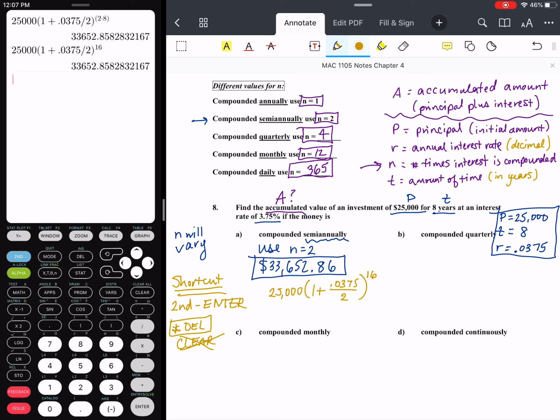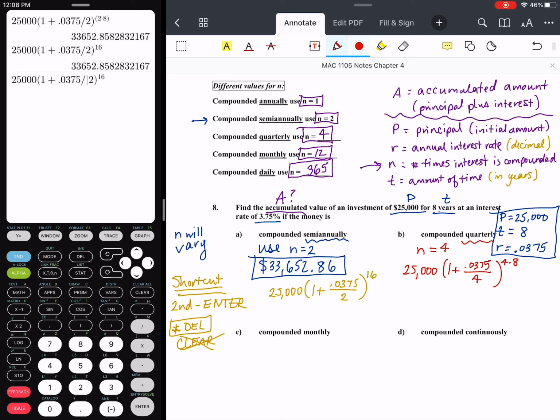Okay, so part B. I'm going to calculate this accumulated amount compounded quarterly. So because I have quarterly compounding, I'm going to use n equals 4 instead of n equals 2. So in my calculator, I want to type in 25,000 times 1 plus 0.0375 over 4 instead of over 2. And then raised to the power n times t, that would be 4 times 8. Or you can, of course, type in a 32 there. All right, so I'm going to use that second enter shortcut.